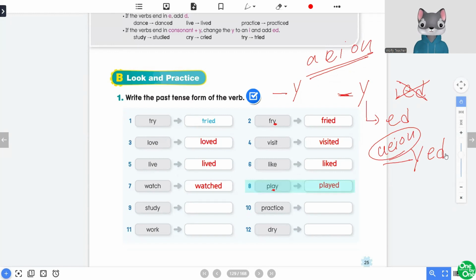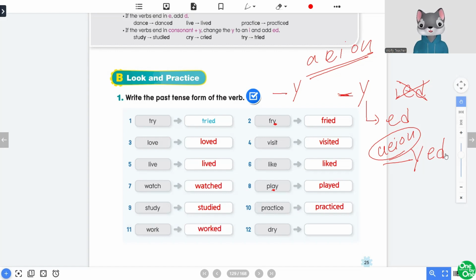Study. What about study? At the end, we have a Y, but in front we have no vowels, so which means we need to take the Y out and put an IED, which means studied. Practice. There's an E at the end, so just a D, of course. Next one, work. Now, this is a normal, regular verb, so we need an ED at the end.